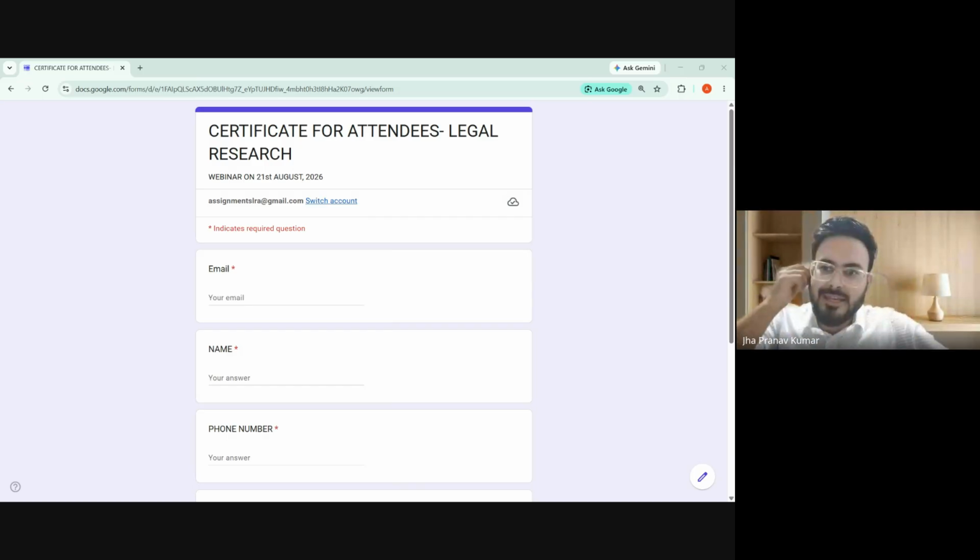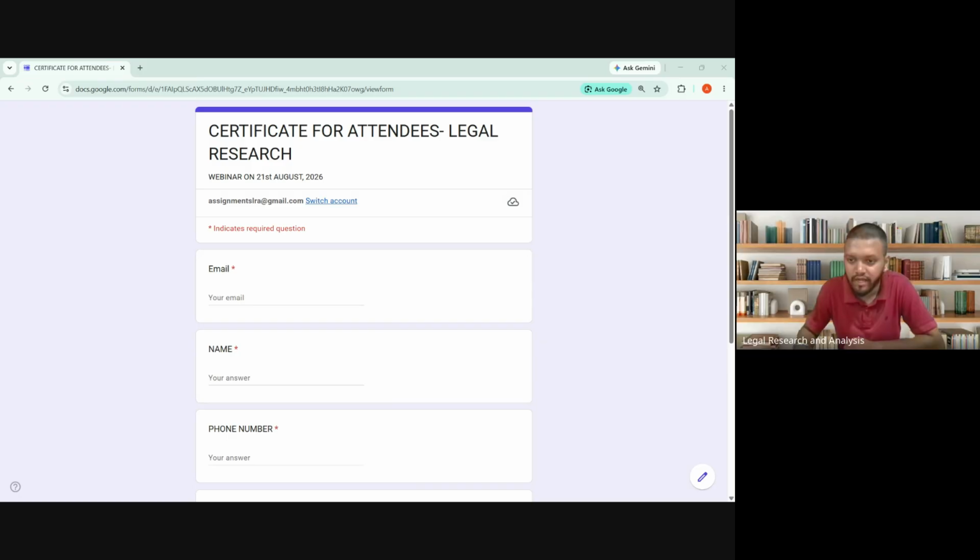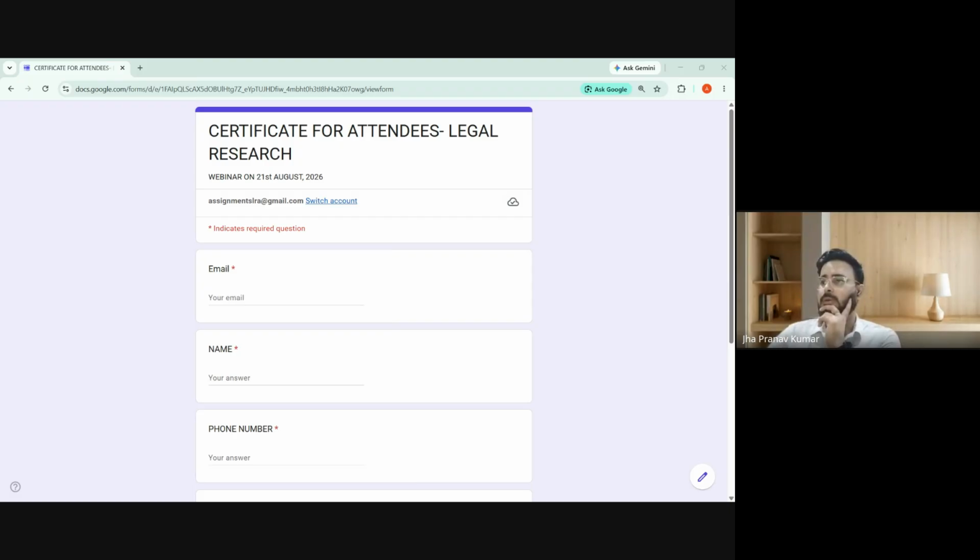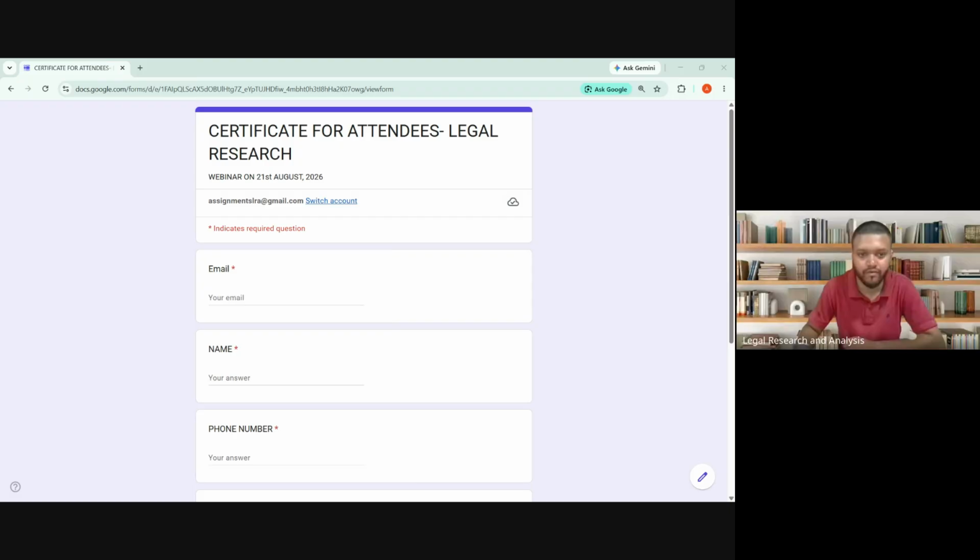Hazel says that she's unable to open it. Hazel, just drag and drop this link in your browser. Have you joined from phone or laptop? That's important to know. Those who have joined from laptop, just drag and drop the URL on your Chrome tab. It will open very smoothly. I can see it's opening properly. Just drag and drop it, and it will open.